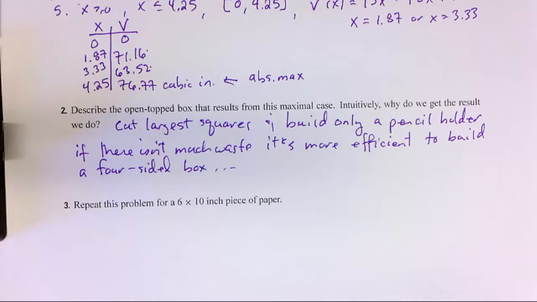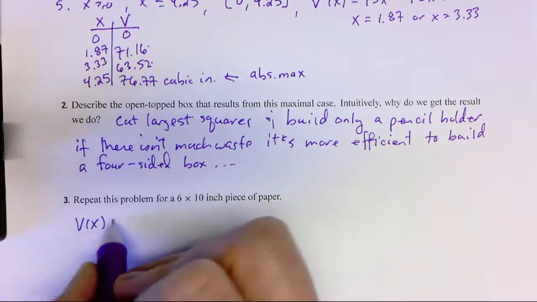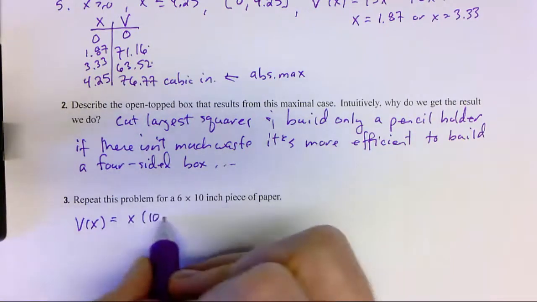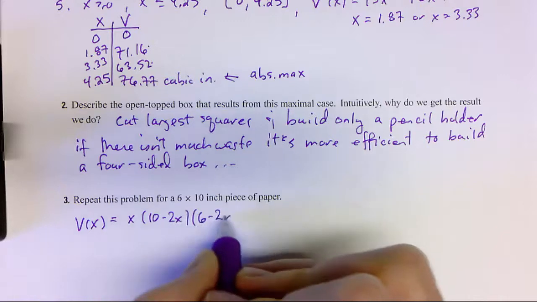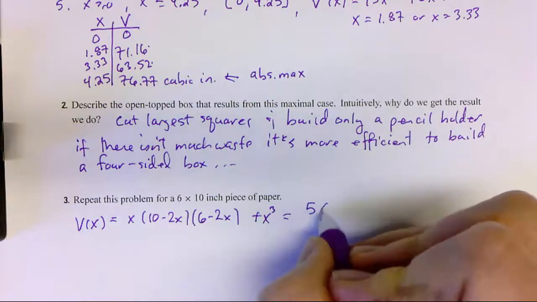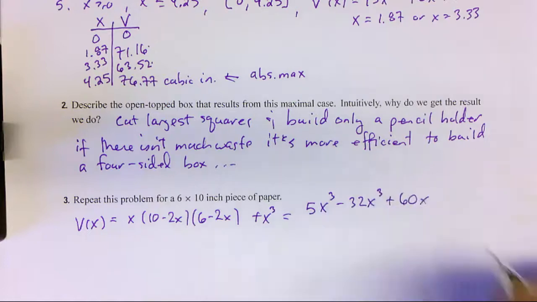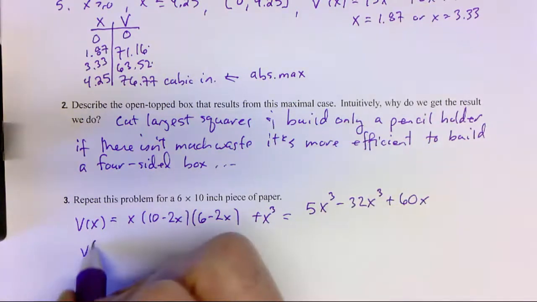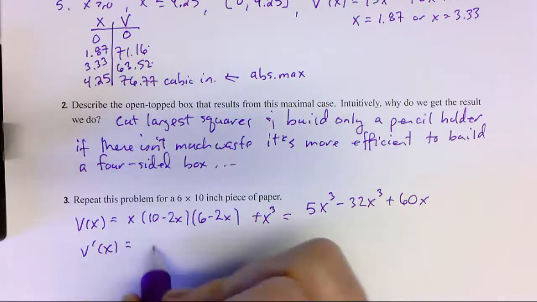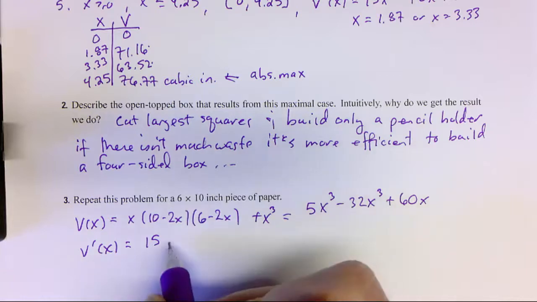So if I use a 6x10 sheet of paper, that's a little more rectangular. It's longer and narrower in terms of its shape. If we go through the same math, you'd have x times 10 minus 2x, 6 minus 2x, plus x cubed. FOIL that, I mean multiply it out. Take the derivative. I didn't mention the domain here, but the largest I can make x is 3 because then I've cut away one side of the paper.